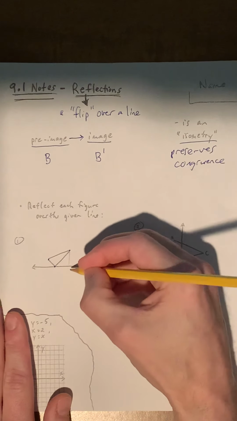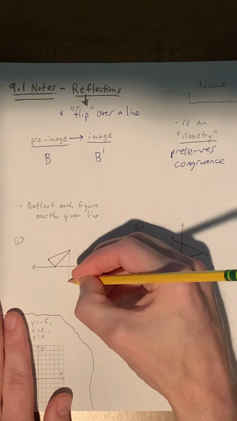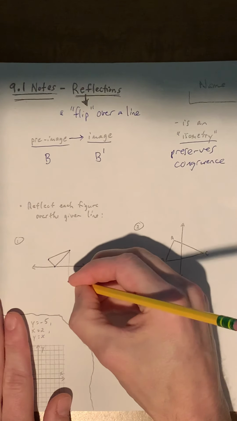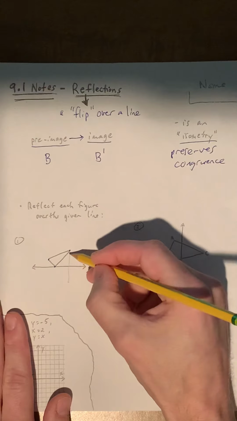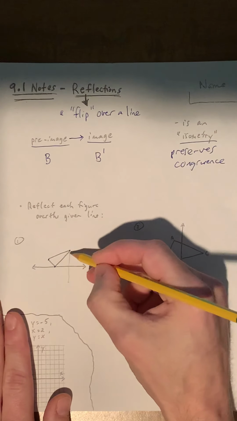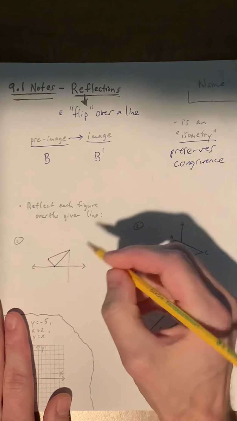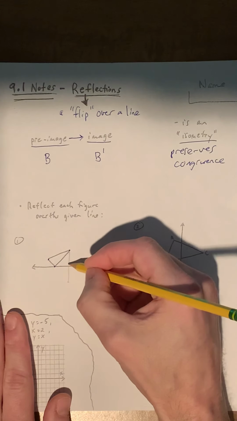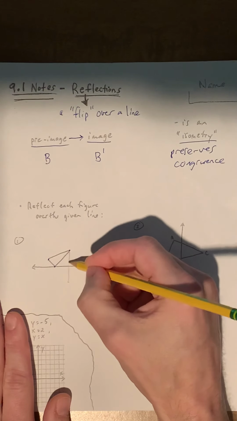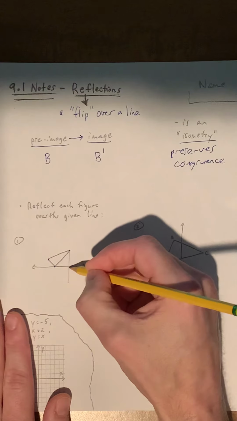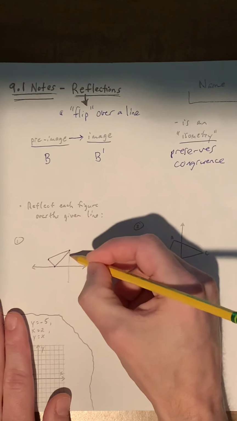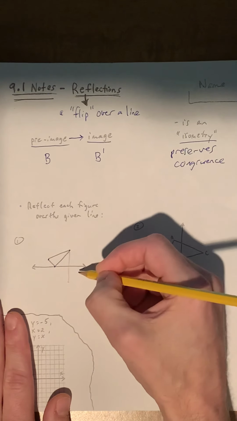So whatever this distance is, draw it the same distance out, and that will be where this point ends up. And that should be the same as that. Those should be congruent segments. Now, look at this. See how it makes a 90-degree angle with the line of reflection? That's important. You don't want to draw it over here. That will not create 90 degrees.